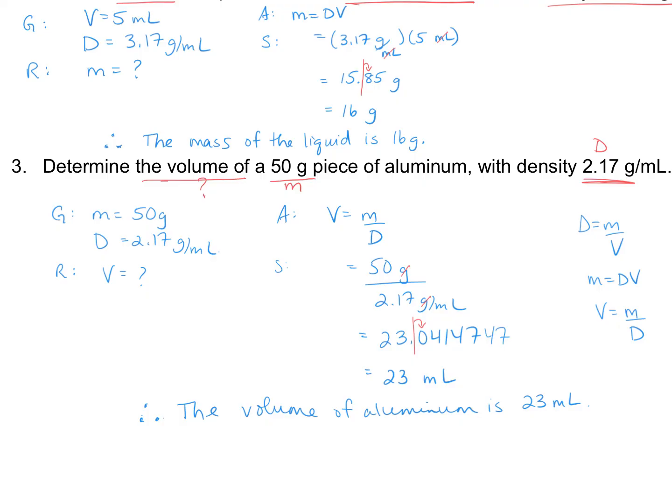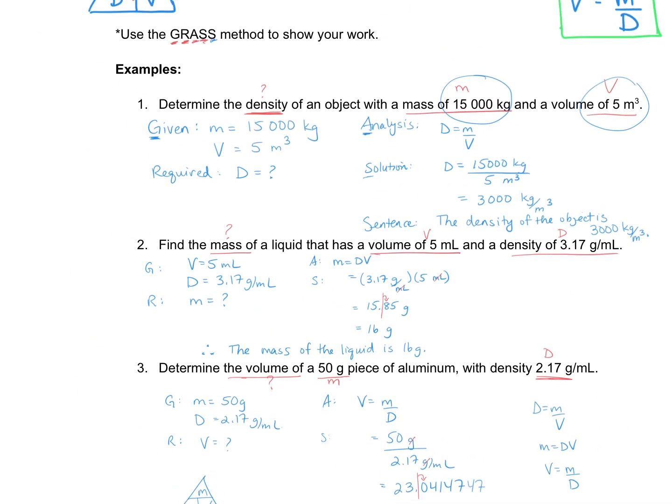So I didn't actually refer to the triangle when I was selecting my formulas. If you are using the triangle, then you would quickly sketch the triangle on the side of your page. And then whatever you have the question mark for, that's what you cover up, right? You write that on the left side of the equal sign, cover that up, and then you can see that we have mass divided by density, and that's what comes up here. Okay, so that's how we approach these problems.